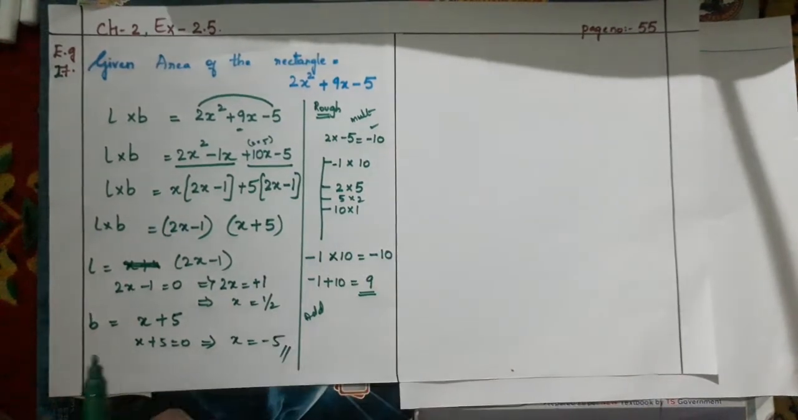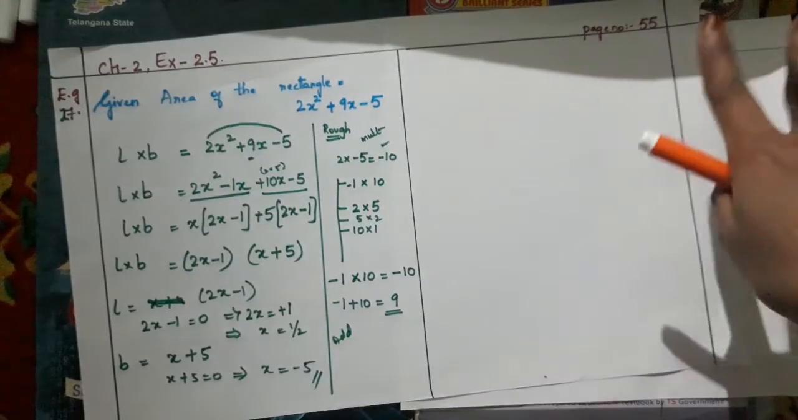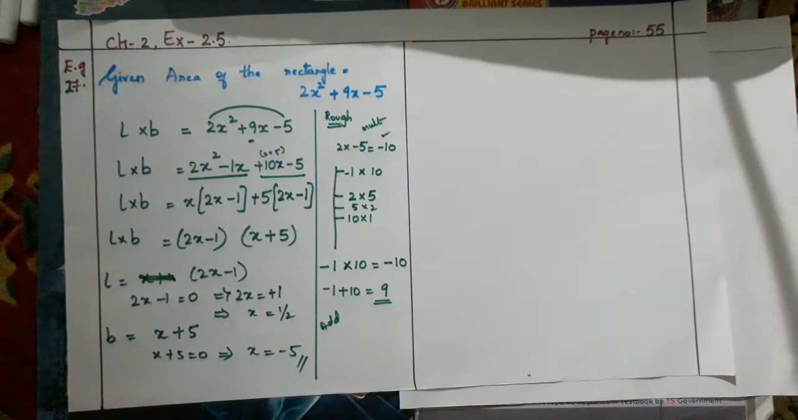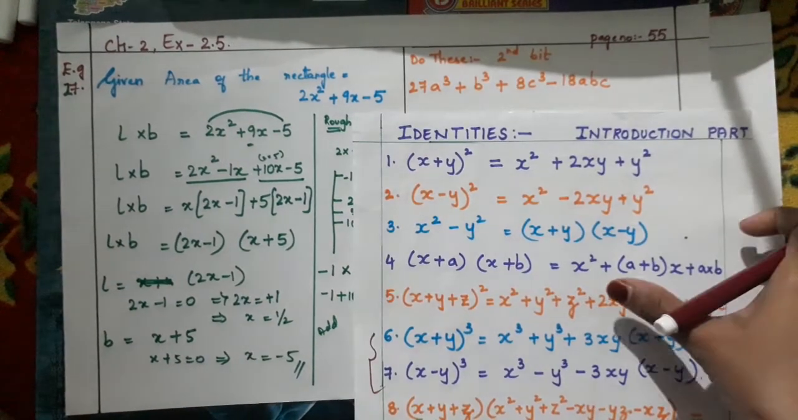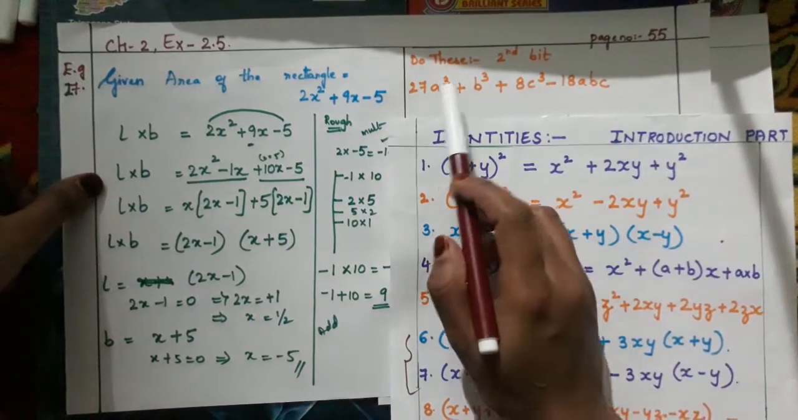Now moving to our next question. See here, children, our next question is on the same page number 55. Do the second bit. I have copied the question, children. Here, what is the question?